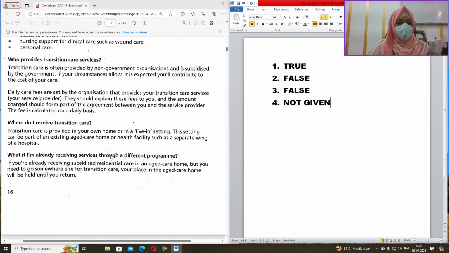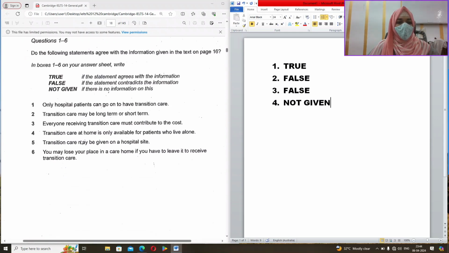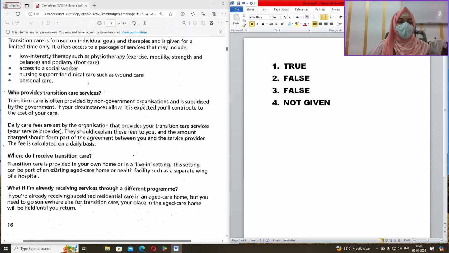Yes, this is true. Here they are saying that transition care may be given on a hospital site, and here they are saying that transition care is provided in your home, but that should be in a healthcare facility.